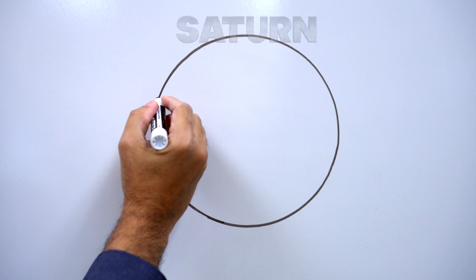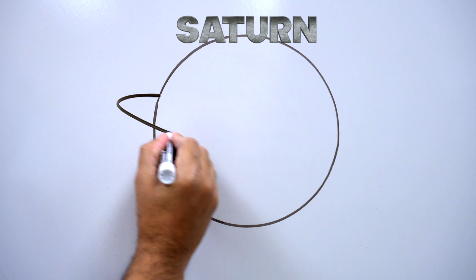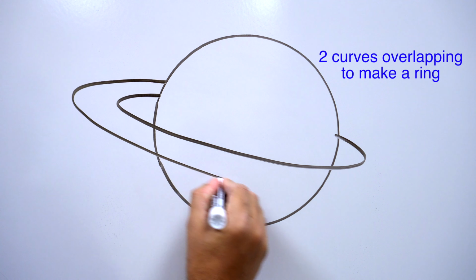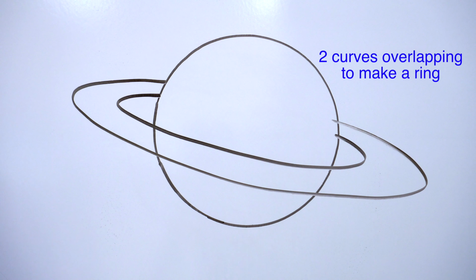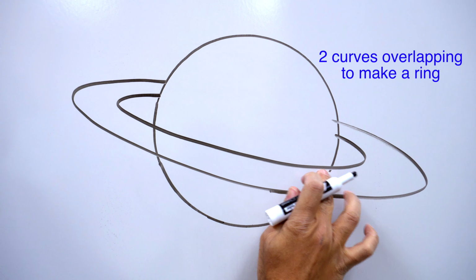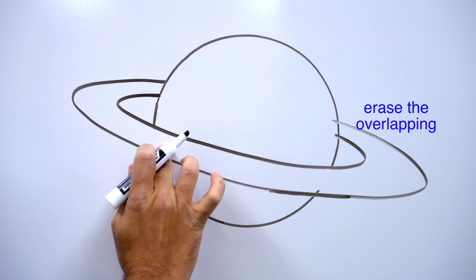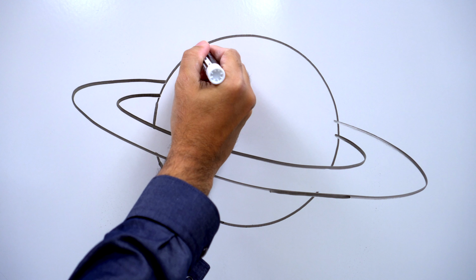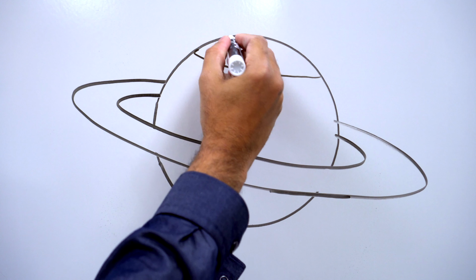Now we're ready for Saturn. Make a big curve that overlaps the planet and another big curve that's even bigger. Let me fix this little mistake. Don't forget to erase the overlapping. Add some layers and you're done.